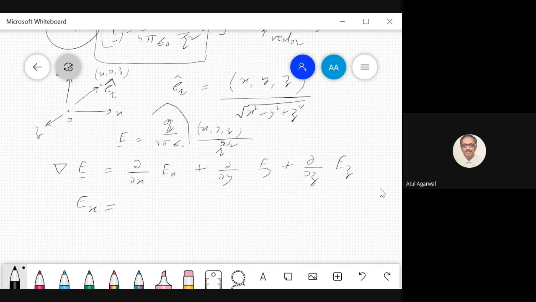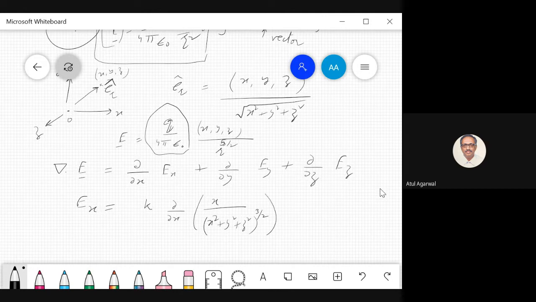Ex is, you call it some constant K, then you have to take the derivative del by del x of x upon... you already have r square. Something is missing. It was r square, so r square is x square plus y square plus z square. Okay, so this is fine.